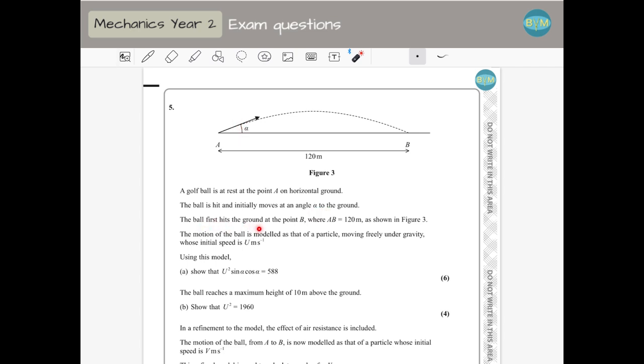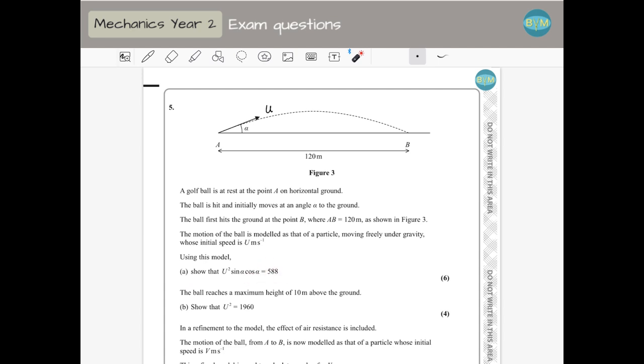The ball first hits the ground at point B, where AB is 120 meters. So this is the range, how far the ball goes. The motion of the ball is modeled as a particle moving freely under gravity. The initial speed is u. So we don't know the value, but we know this is called u. Then using this model, show that u squared sine alpha cos alpha is 588.